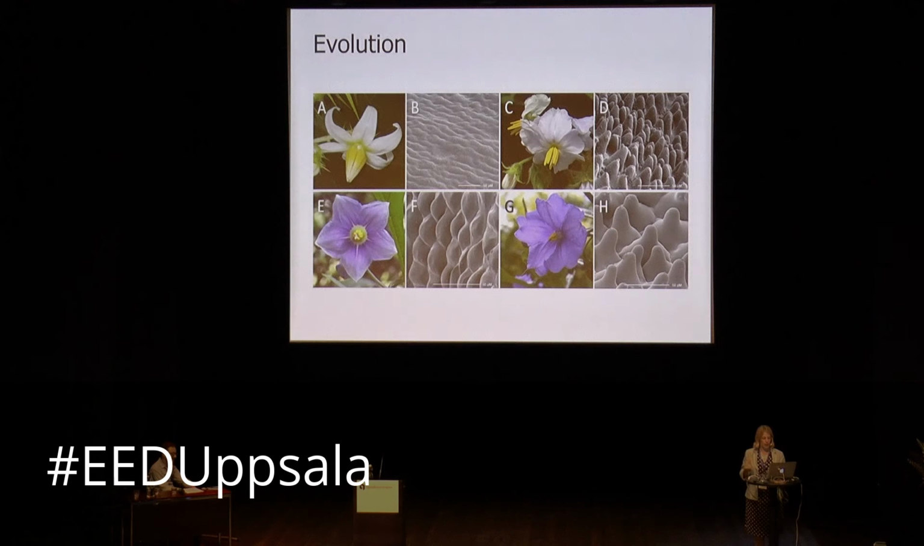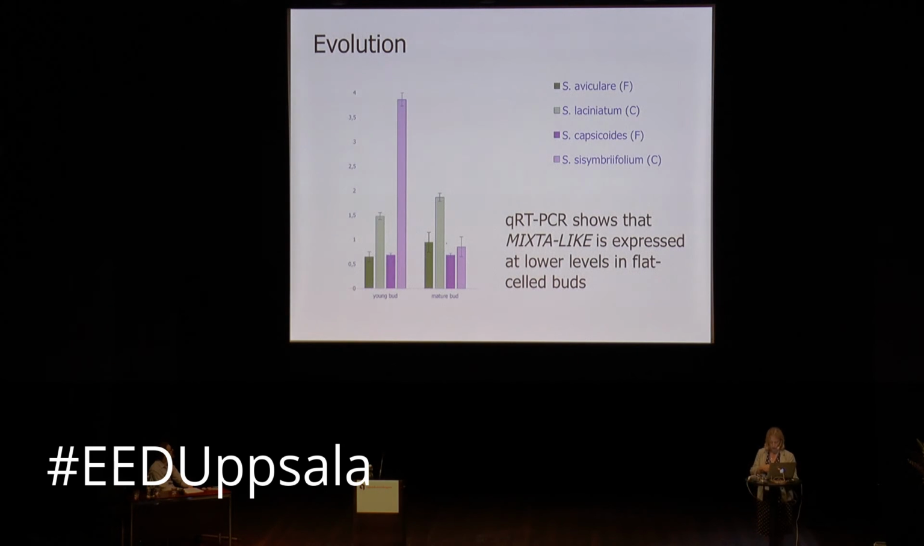There are 6 in Solanum. But we've been able to identify one of them that's consistently expressed in petals and involved in this conical cell outgrowth. And this gene, if you look again, qPCR, very simply, the dark bars are the flat-celled relative and the light bars are the conical-celled relative. So there's the kangaroo apples, and the conical-celled one has much more expression of the gene. Here's Solanum capsicoides, and the conical-celled cecimbrifolium has much more expression of the gene.